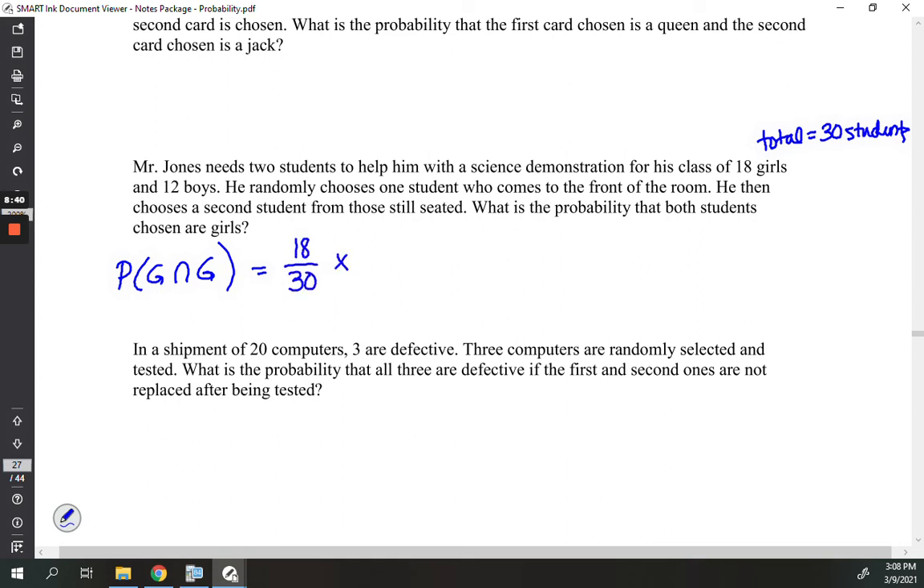And means times. Now we've chosen that first girl. She's standing up at the front of the class. Now we have to choose another girl, and the probability of getting another girl: now there's only 17 girls remaining that you can choose from out of the remaining 29 students in the class because you already have one girl at the front. So that would be your answer to this one. And as a simplified fraction, you should get 51 over 145.